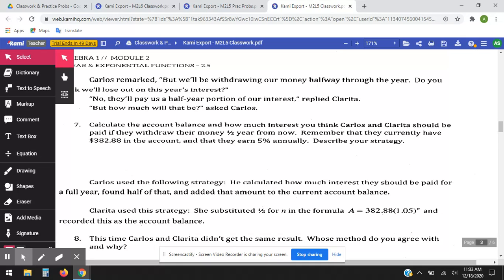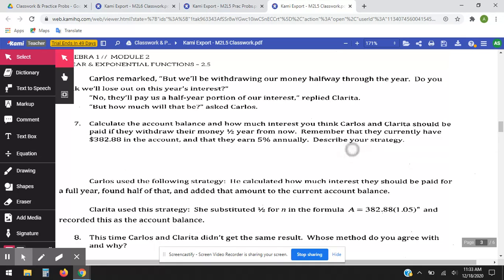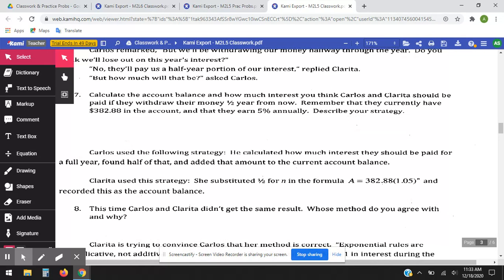So calculate the account balance and how much interest you think Carlos and Clarita should be paid if they withdraw their money half a year from now. Remember that they currently have $382.88 in the account and it earns 5% annually. So think about how you would do that, and I'll let you come up with a strategy as to what you would do.